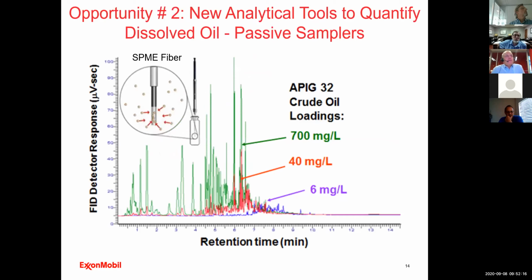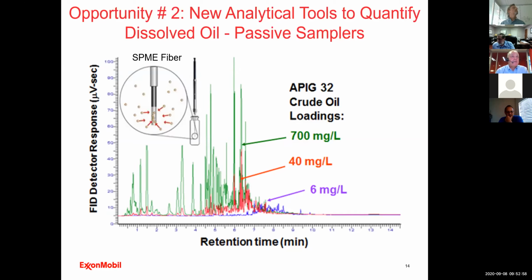And the second opportunity is the use of passive samplers as a new analytical tool to quantify dissolved oil exposures. A really convenient, commercially available passive sampler is a solid phase microextraction fiber. This is a glass rod that's coated with polydimethylsiloxane, a thin film. And if you take that fiber and you equilibrate it with a WAF, that coating both extracts and concentrates the dissolved hydrocarbons on that PDMS coating.